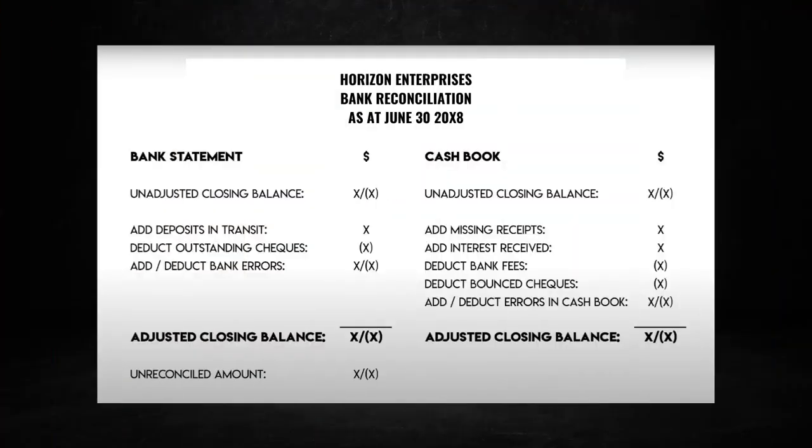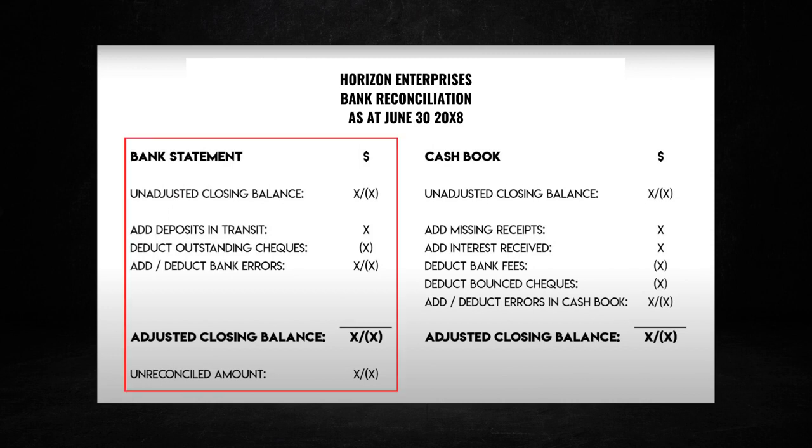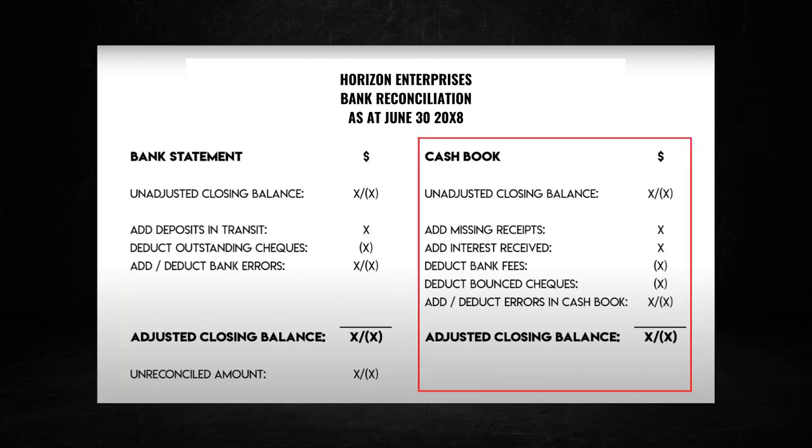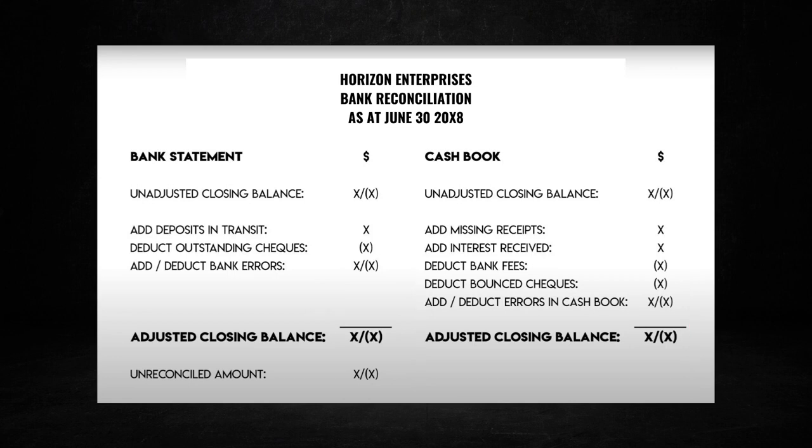Divide the page into 2 columns, one for the bank statement and one for the cash book. This template will be your guiding light as you navigate through the twists and turns of bank reconciliation.